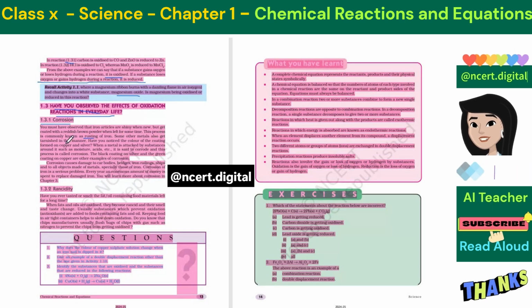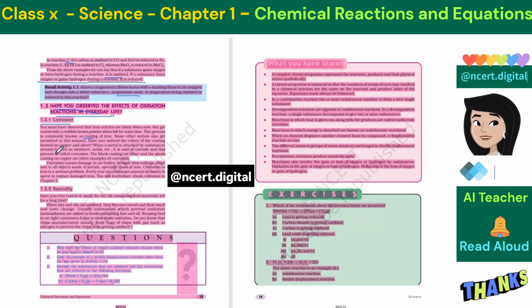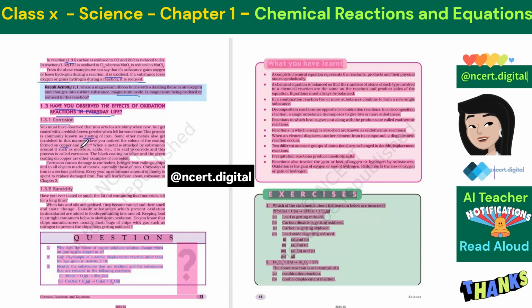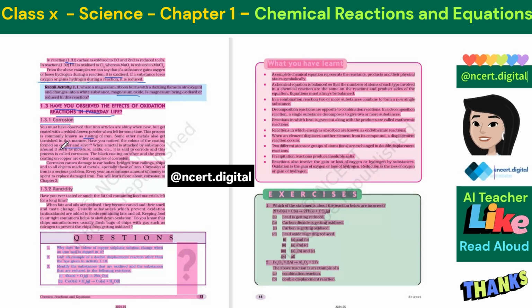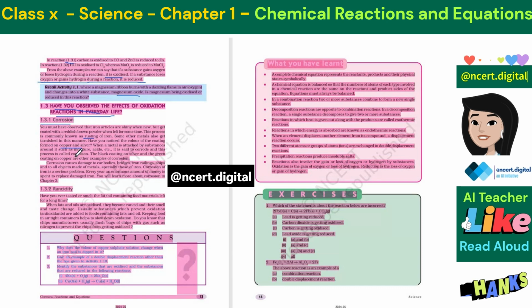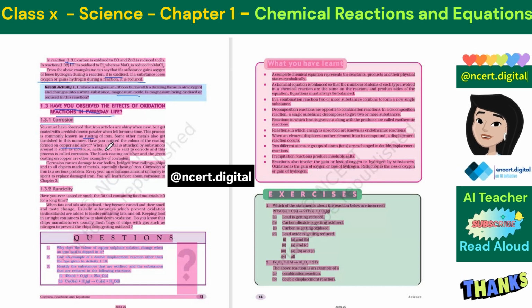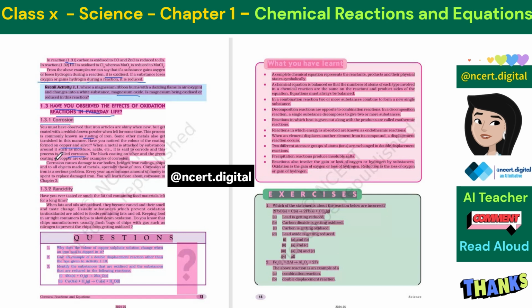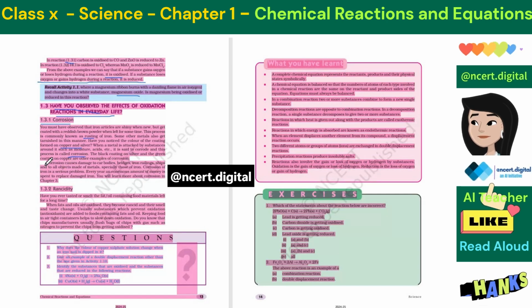Some other metals also get tarnished in this manner. Have you noticed the color of the coating formed on copper and silver? When a metal is attacked by substances around it such as moisture, acids, etc., it is said to corrode, and this process is called corrosion. The black coating on silver and the green coating on copper are other examples of corrosion.